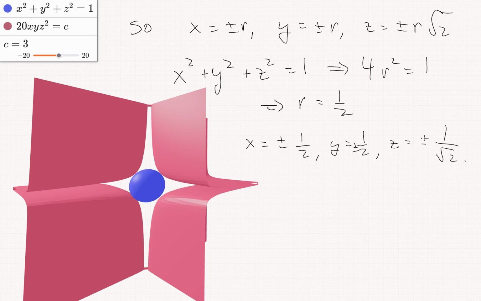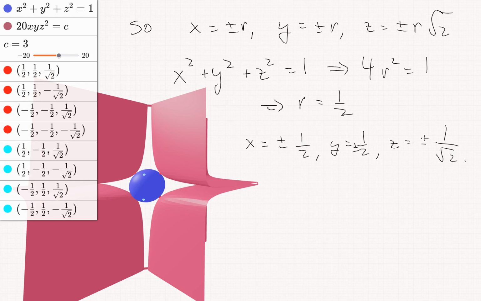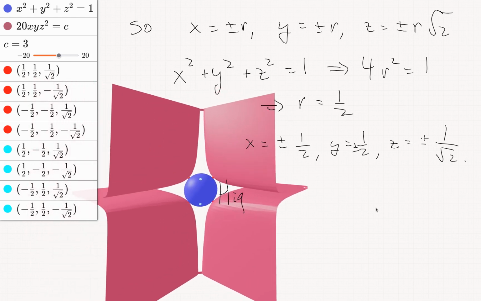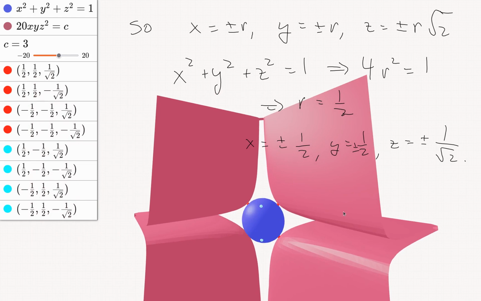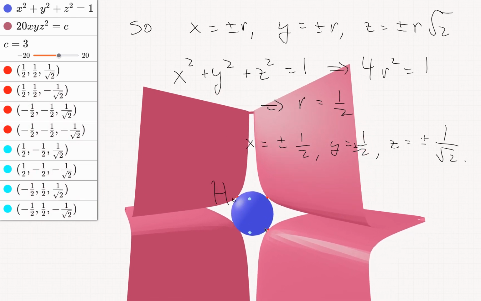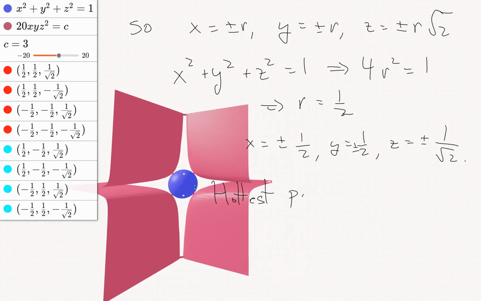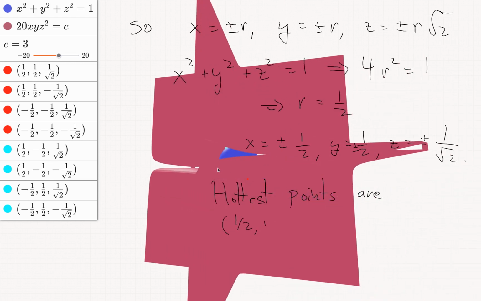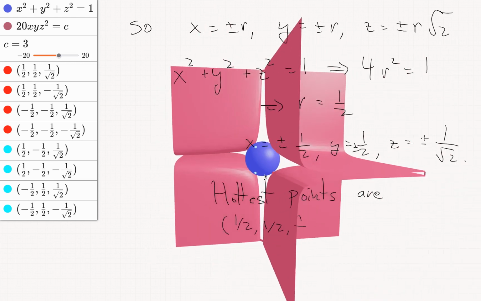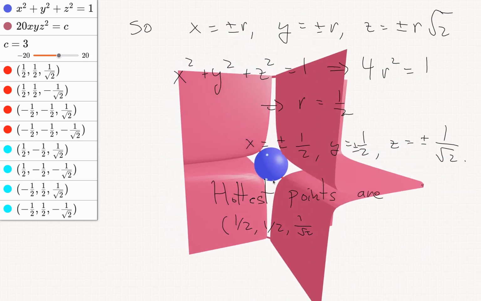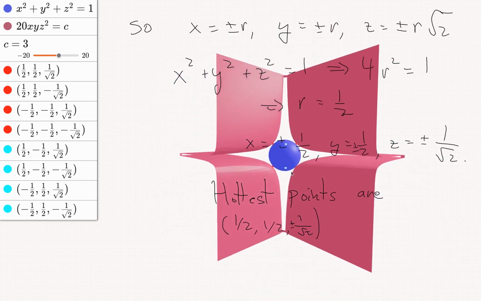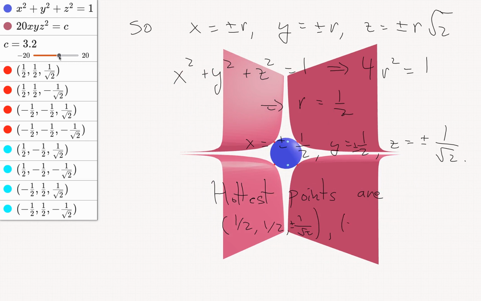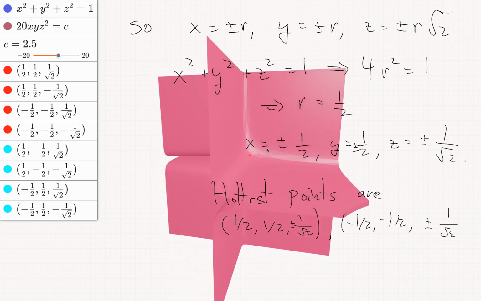And so then if we list all of these out explicitly, I guess here are those points. The hottest points are going to be 1/2, 1/2, plus minus 1 over root 2, and negative 1/2, negative 1/2, and then plus minus 1 over root 2.